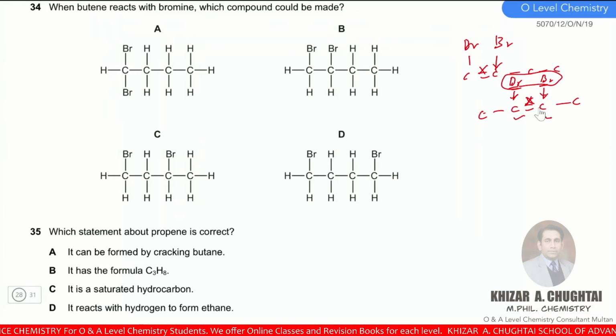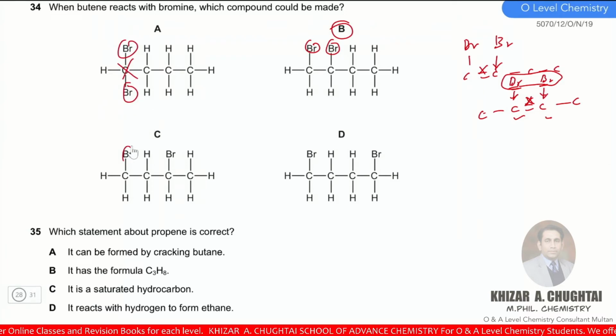So which option should be the correct one? Br should be at the adjacent position. So B is the correct option. Both Br cannot be on the same carbon, and cannot be on different, distant carbons. I mean they must be on adjacent, directly neighboring carbons. So all other options are incorrect and B is the correct option.